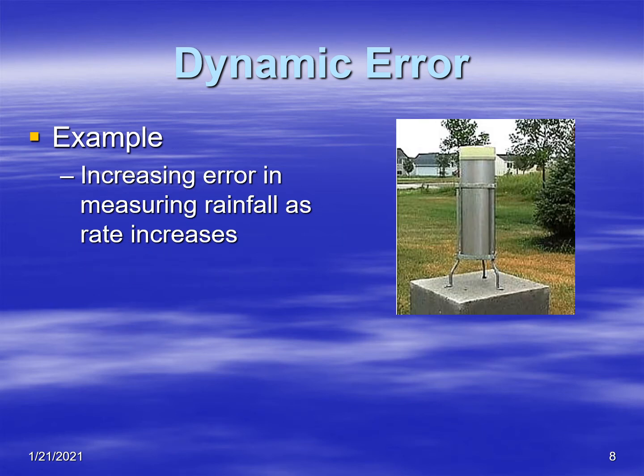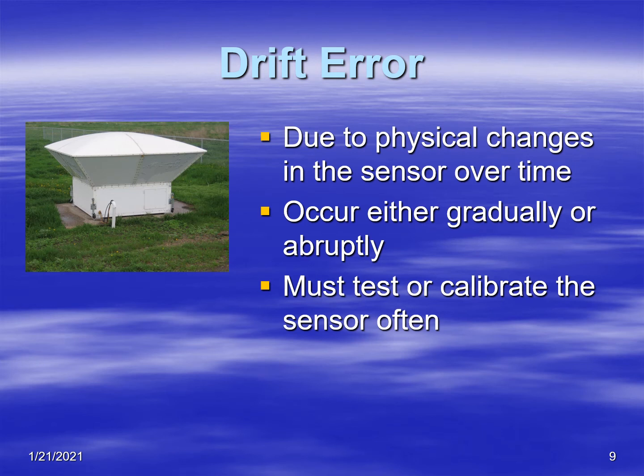Another example of dynamic error, if rainfall rate increases with time, perhaps the rain will fall out of the rain gauge as the rainfall rate increases, and you'll have an increasing error with increasing rainfall rate. So that would be considered dynamic error also. Drift error occurs when the instrument changes over time, the sensor changes over time. It can happen gradually or abruptly, and this is a result of an instrument going out of calibration. So it would be good to calibrate your instrument often to make sure that you're getting the proper values, the correct values.